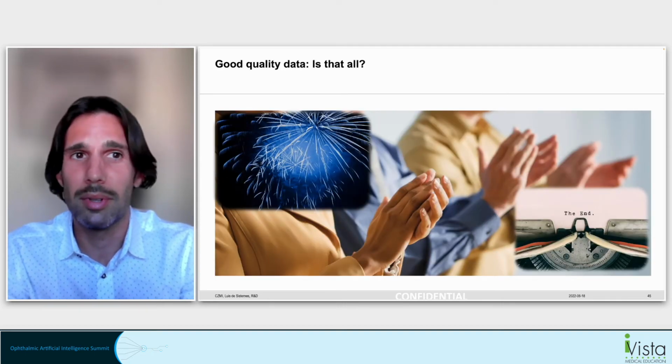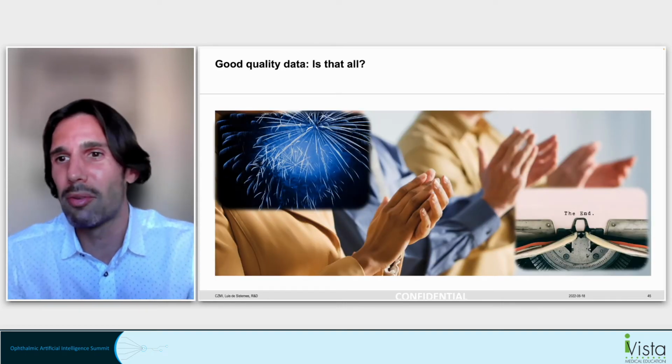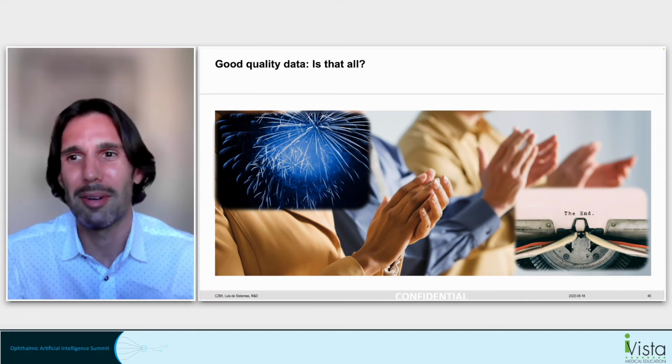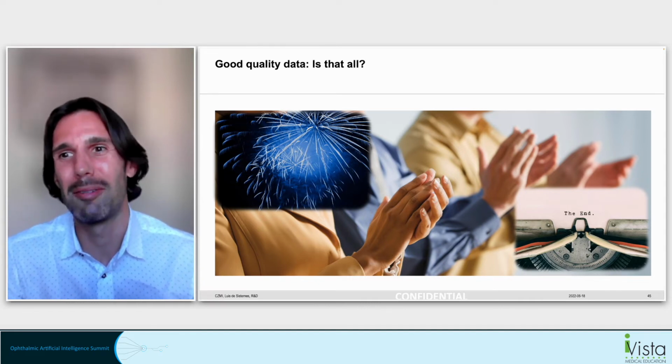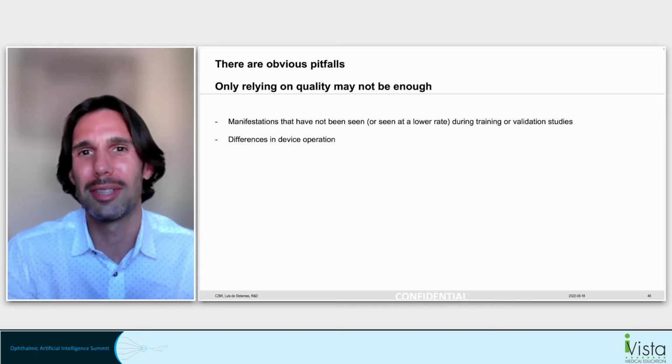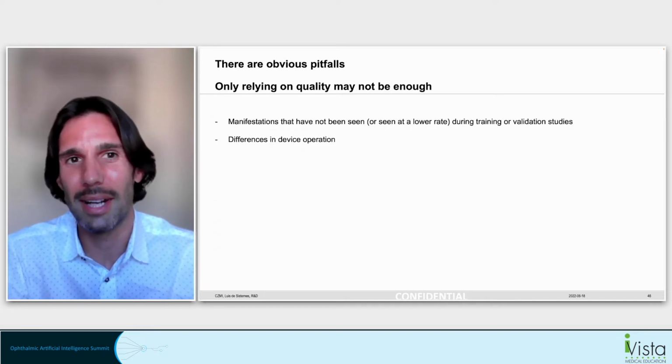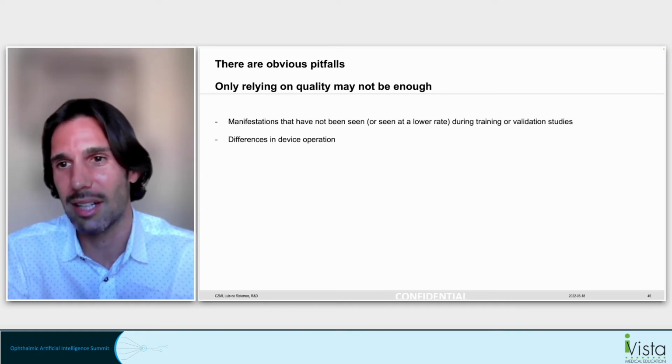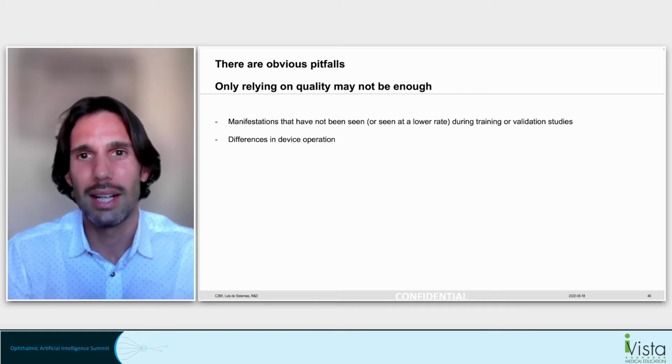So is that all that we need? If we just need data of good quality to make this work, our presentation will end here and everybody will be happy, and that's all. But that is not the truth. We have heard throughout today that there is a bias in AI, and the bias comes from the data you have been training with.